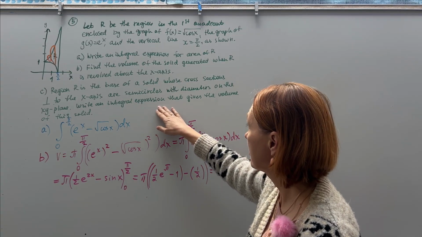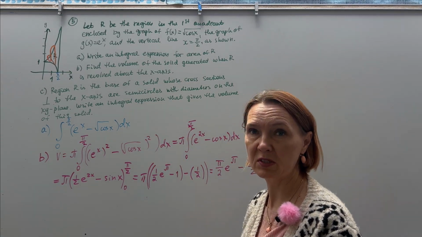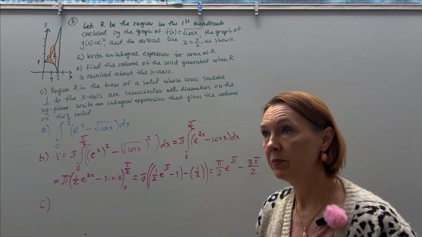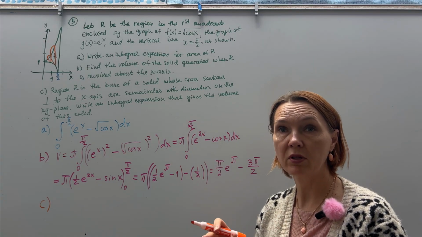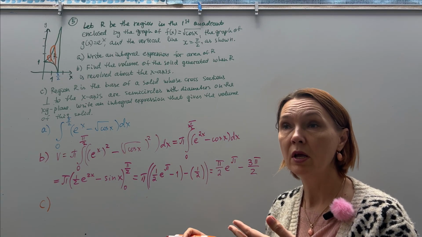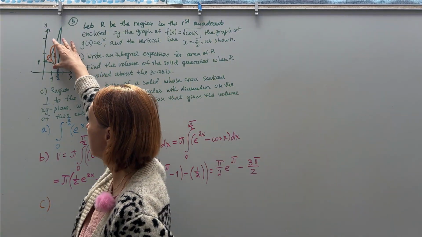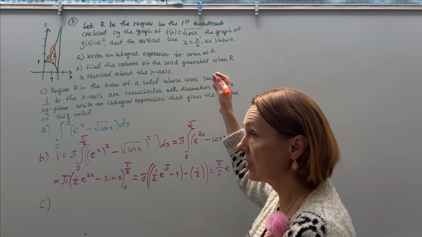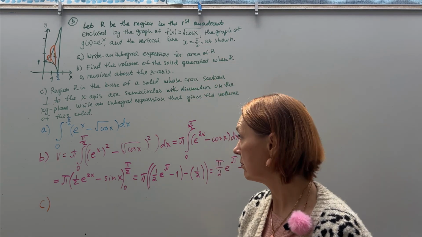We need to write an integral expression that gives the volume of the solid. It also usually specifies write, but do not evaluate. So we're just writing down that expression. Because our cross sections are semicircles, we are again thinking about the area of a circle. Area of a circle, pi r squared. The radius is going to be half of this diameter, and diameter is the difference of g minus f. And then we need to calculate half of that because it's a semicircle.